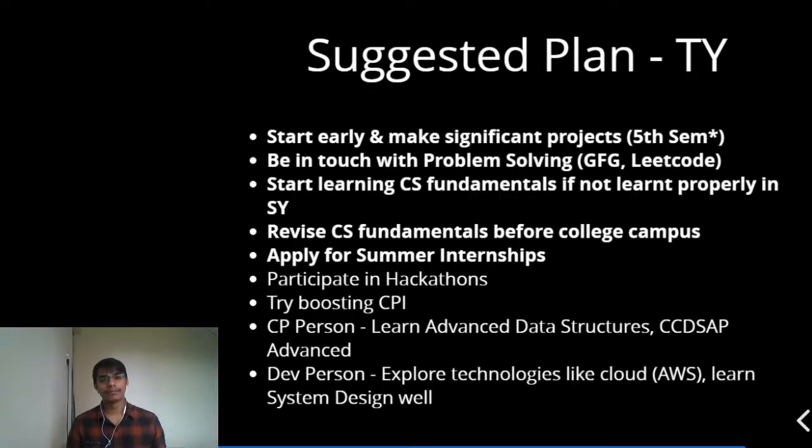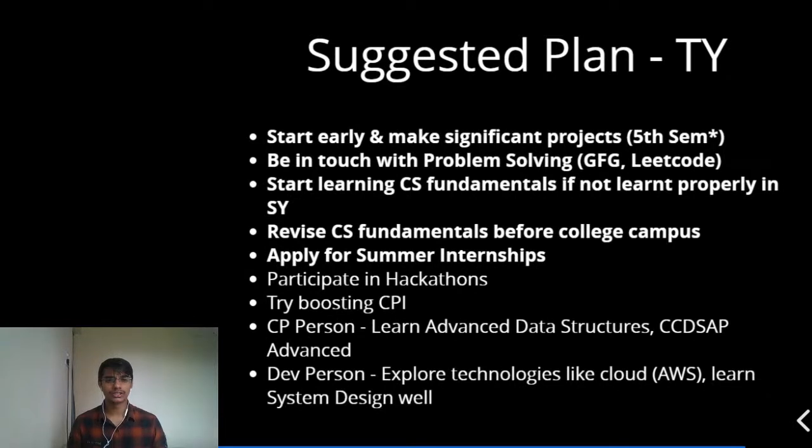At placement time, you just have a month. In July placement usually starts, and till May you have your exams, so you just have one month, June. And in June, you cannot start all the subjects from scratch and learn them. You have to do your resume and a lot of things. So this time should ideally be for revision. So at the start of third year, you start learning these subjects. Revise CS fundamentals before college campus placements, which should generally be done in June.